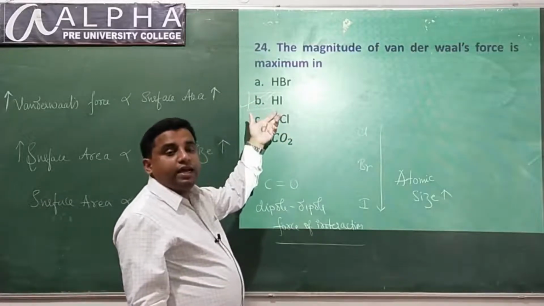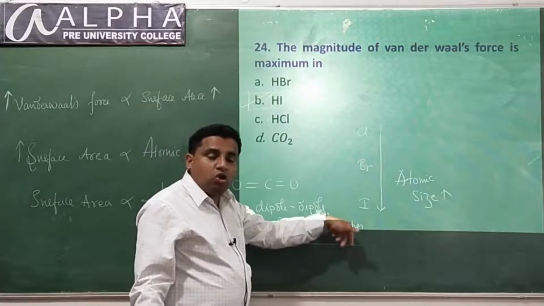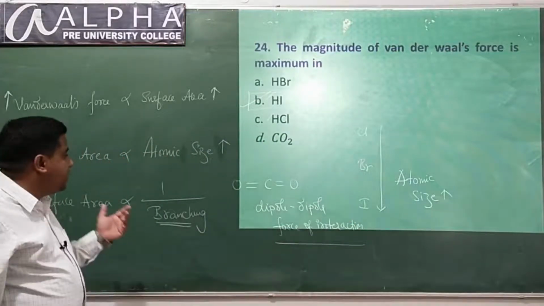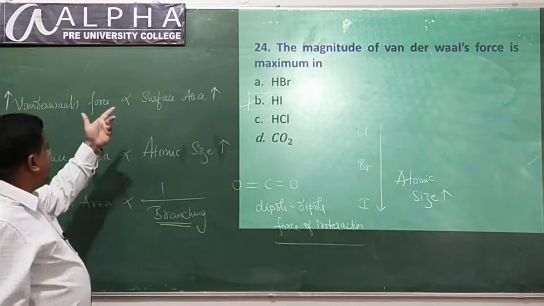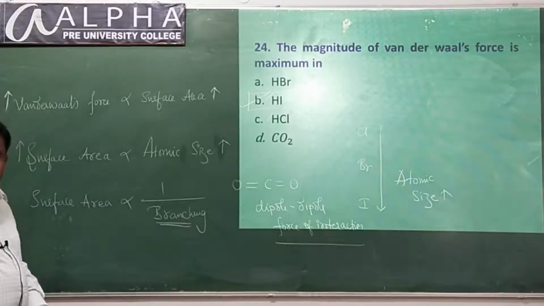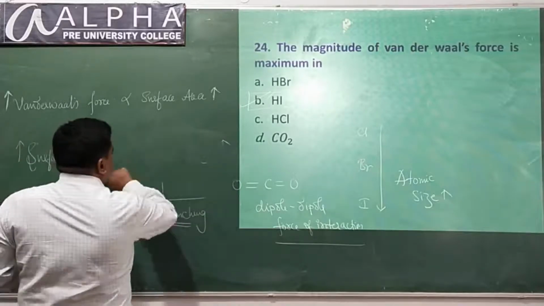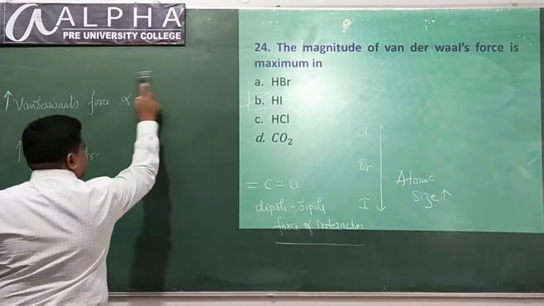Among them, which one has the highest? It is iodine, because down the group atomic size increases. As the atomic size increases, surface area increases. As surface area increases, van der Waals force will also increase. Okay, is that simple? Yes. Next question, students.